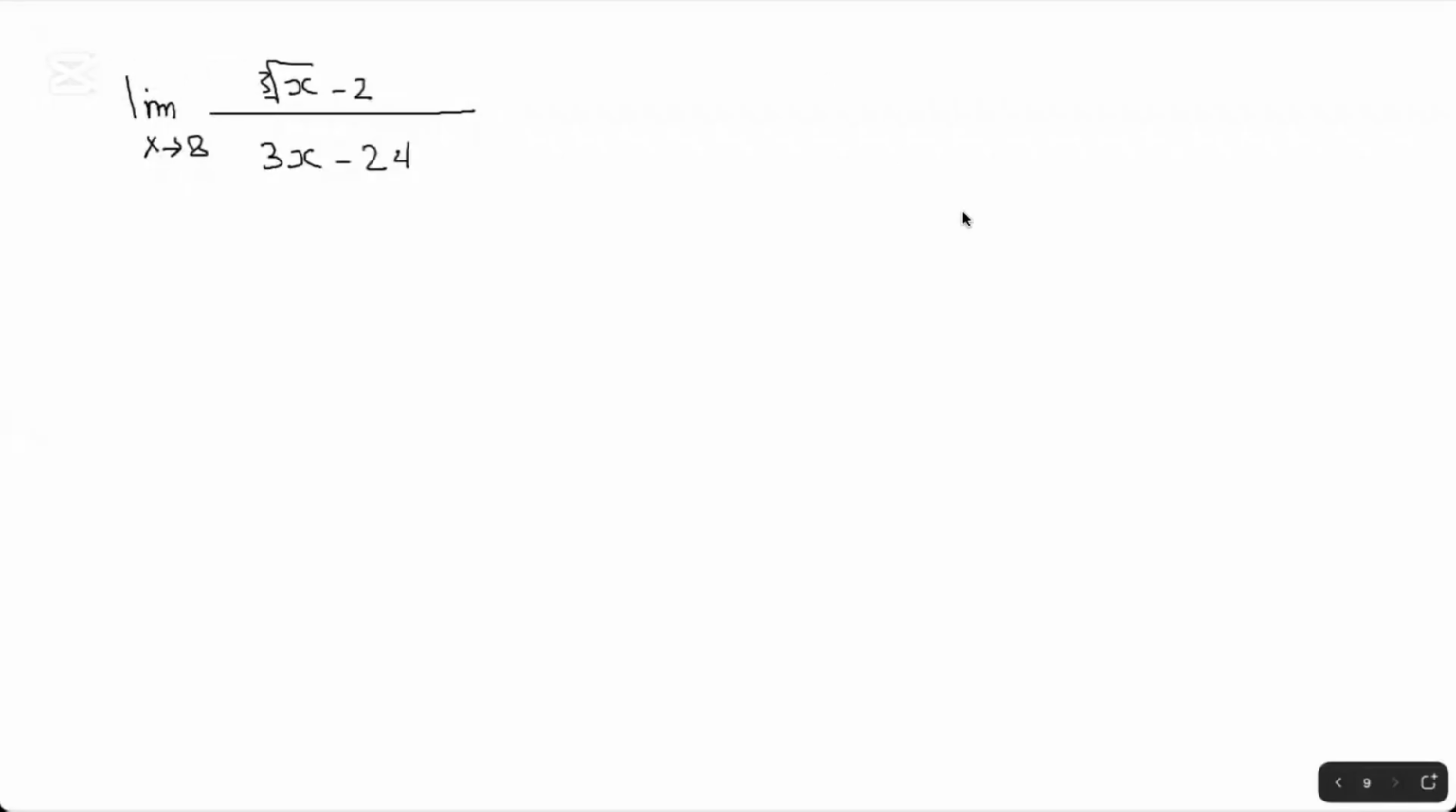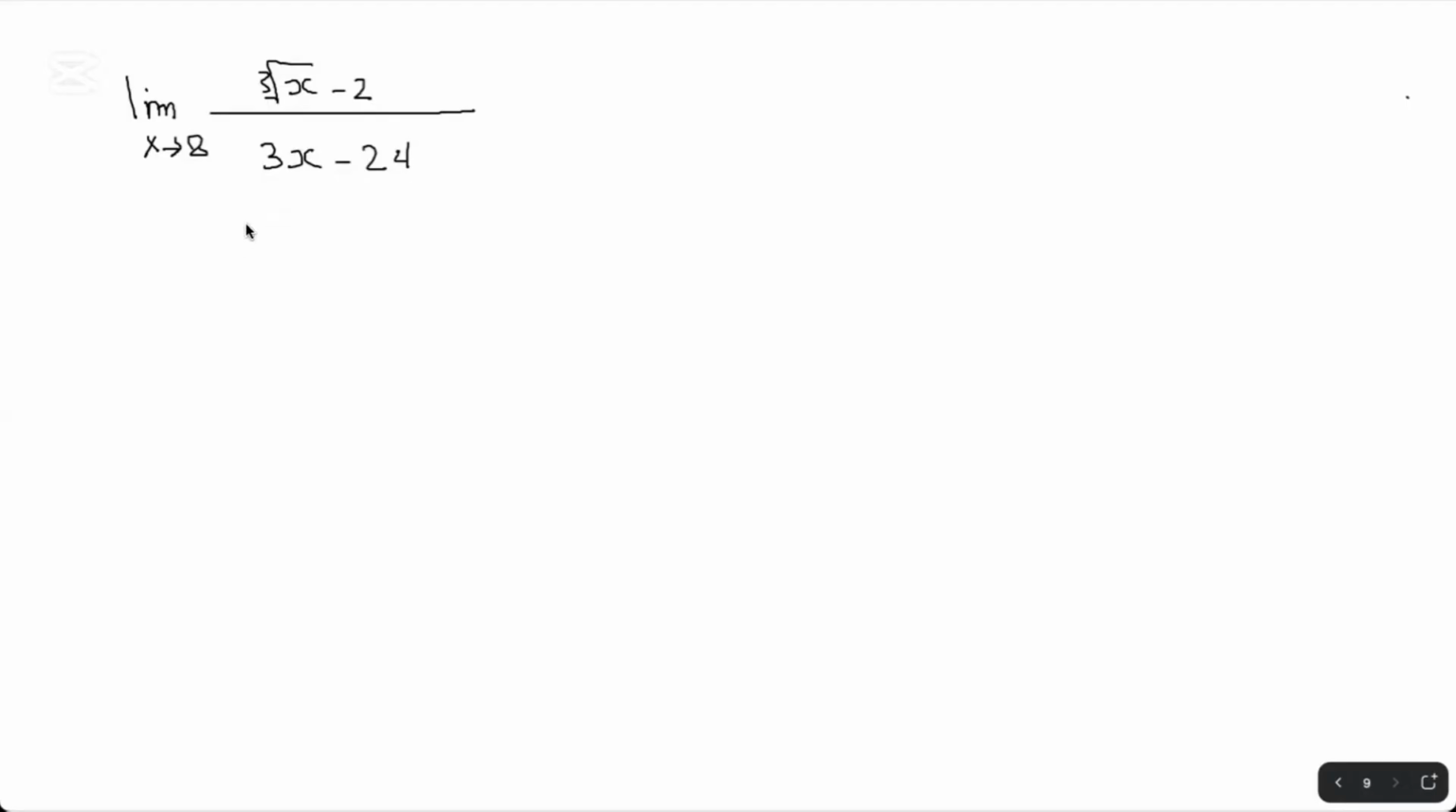Limits can seem tricky, but here's an easy way to solve them using algebra. Let's find the limit as x approaches 8 for the cube root of x minus 2 all over 3x minus 24. We'll do that step by step.